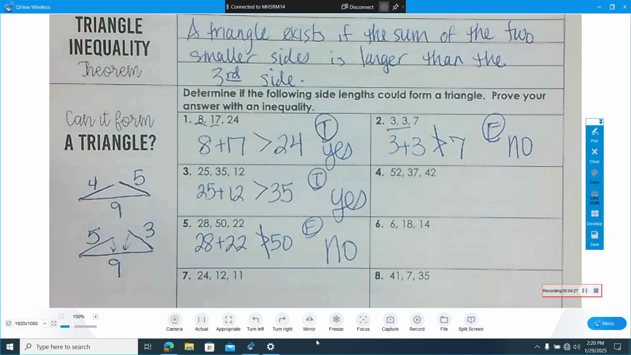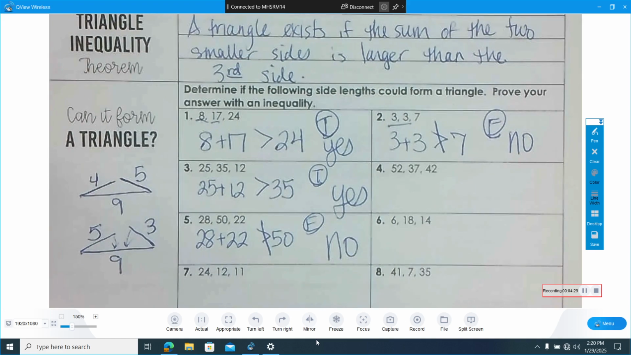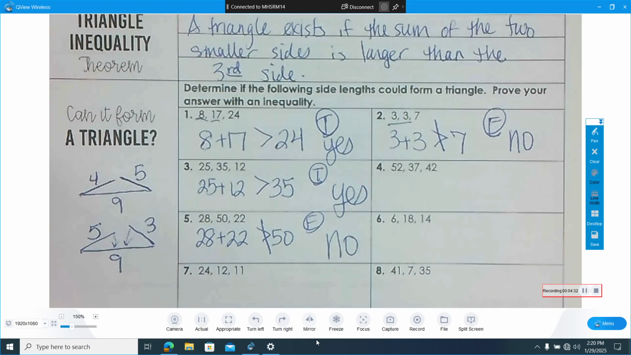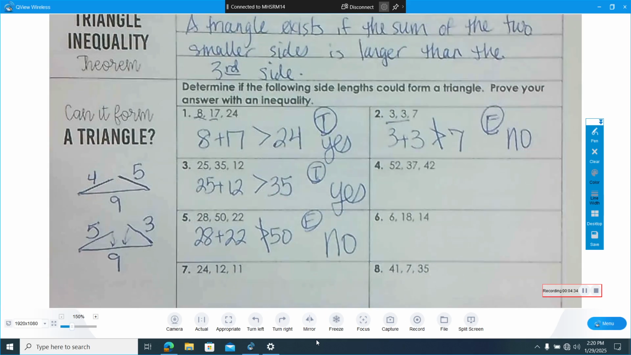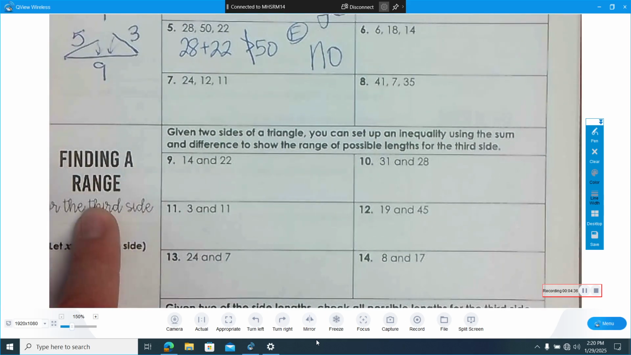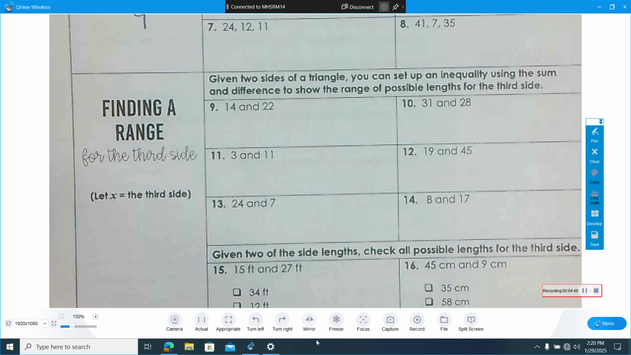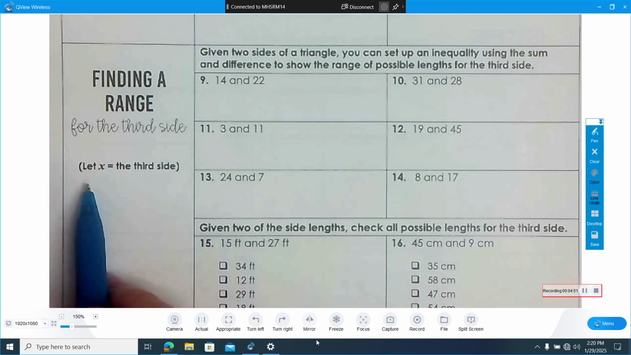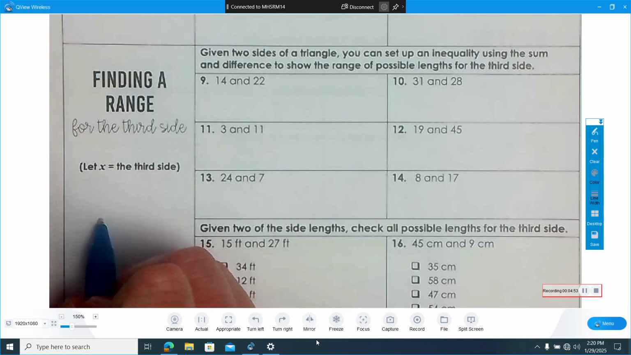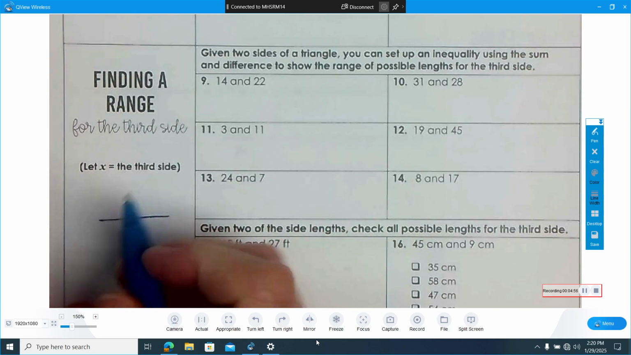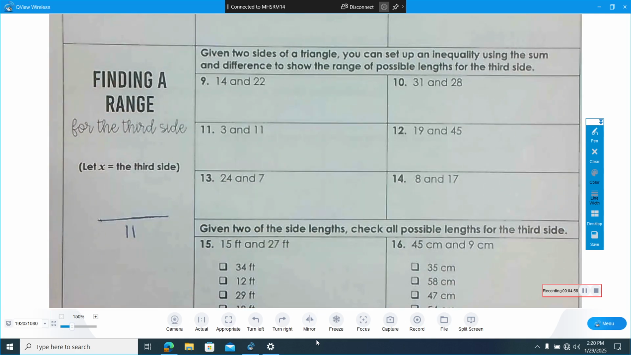Pretty much, yeah? Okay. All right, so we can also use this information to find the range for the third side, to figure out what all the possible side lengths are that could form a triangle. And so, again with a little example here, I'm going to draw a little triangle, and I have the base, I'm going to say it's 11 units long.